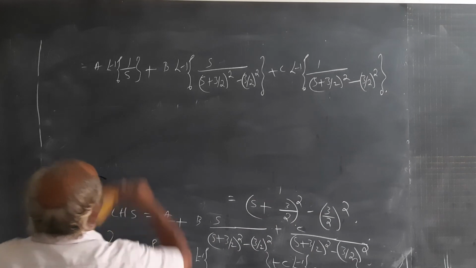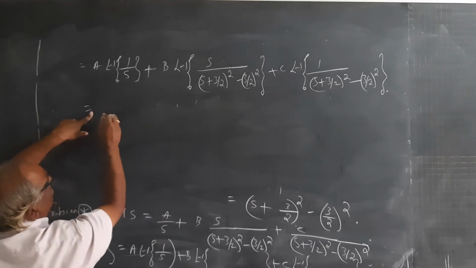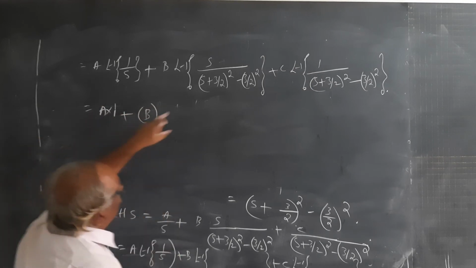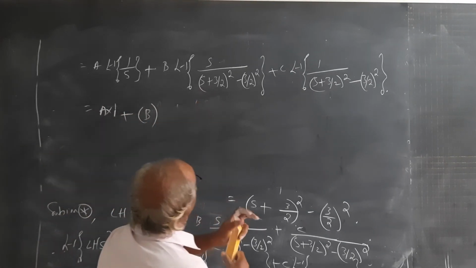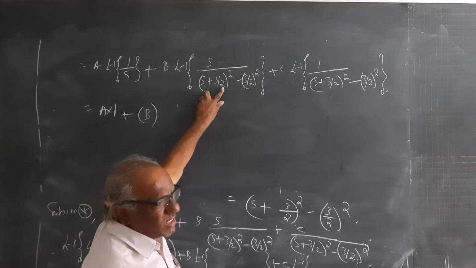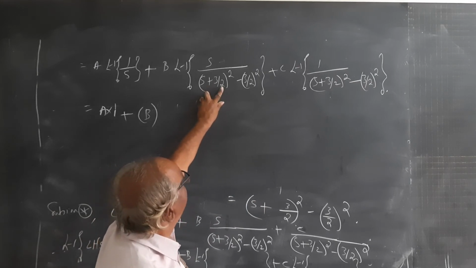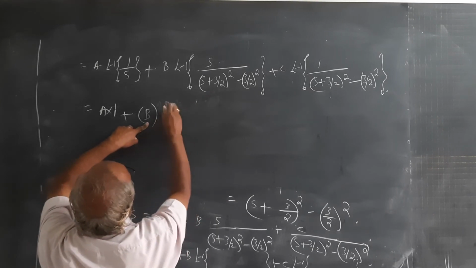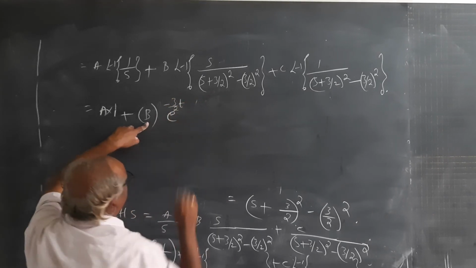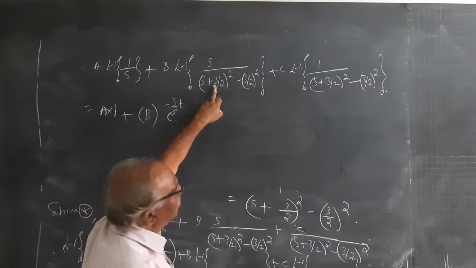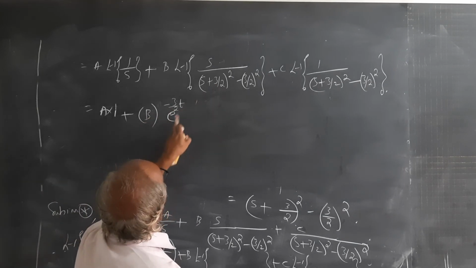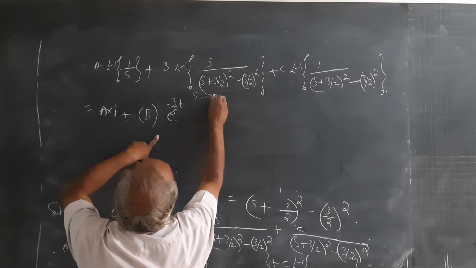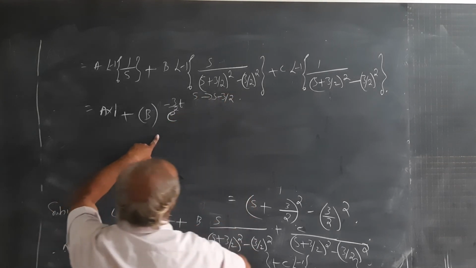Now what I have to do? I have to find the L inverse. You know L inverse of 1 by S is 1, so that is A into 1 plus B into. Now I have told you many number of times, whenever you are finding a factor S plus A or S minus A, use the shifting property. Now the plus 3 by 2 is there, opposite minus 3 by 2, therefore e to the power minus 3 by 2 t. That is the same as telling this S should be replaced by S minus 3 by 2.